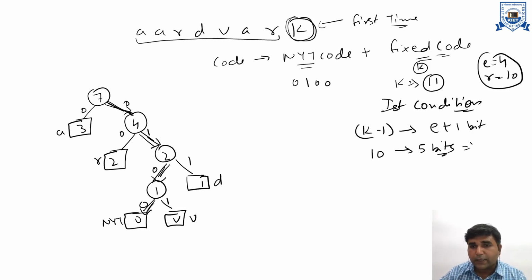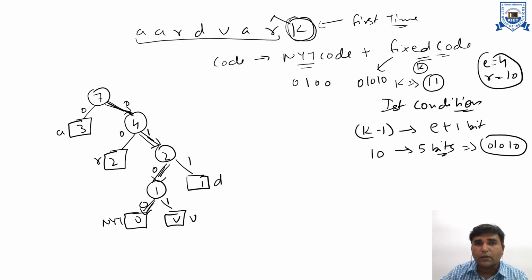So we can easily write 10 represented as 01010. So we can easily find the code for a simple case. Here the fixed code is 01010. So the final code for k will be 0100, then 01010. This is the code for simple k.